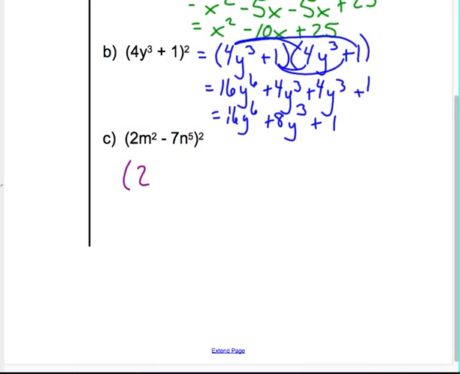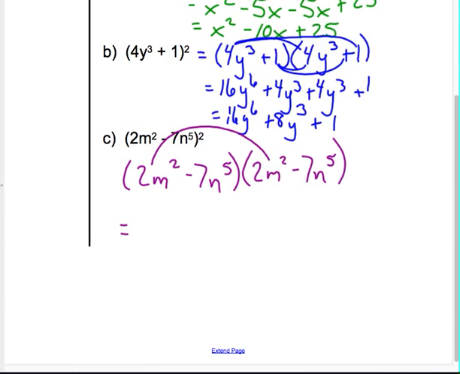Last one. For this type of example, we still need to know how to multiply conjugates. Again, write it out as the binomial times itself, and then we're going to distribute. We get the 2m squared times 2m squared. 2 times 2 gives me 4. m squared times m squared, we add those exponents. Then 2m squared times negative 7n to the 5th. 2 times negative 7 is negative 14. These are not the same variable, so we can't combine them. So it's just m squared n to the 5th.